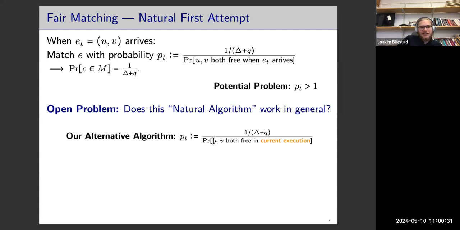And here we will say that the scaling factor and the probability in U and V are free. It will depend on previous choices we take, in the current execution path of the algorithm. I'll explain this more soon.